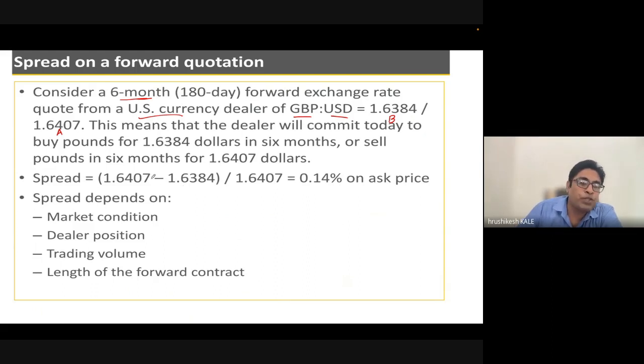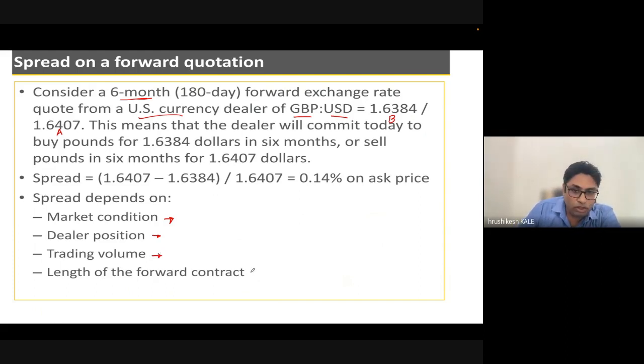Now, spread depends on market condition. If there is fear in the market, the spread widens, so spread increases. Agents try to cover their risk with the help of spread. It also depends on dealer position. If the dealer has a lot of liquidity or a lot of a currency pair with him, he will try to lower the spread. If there is large volume, the spread will be less.